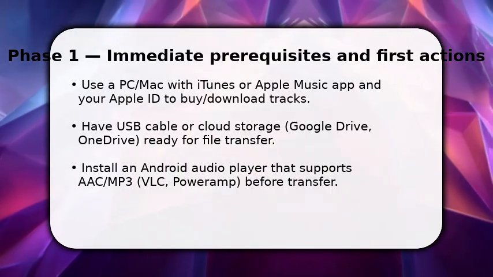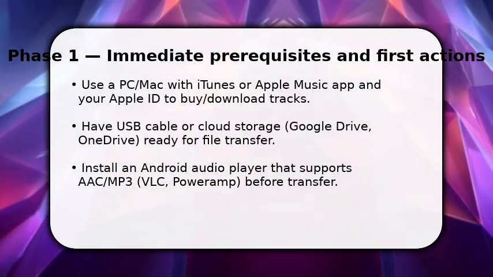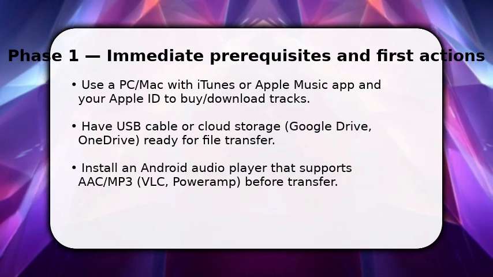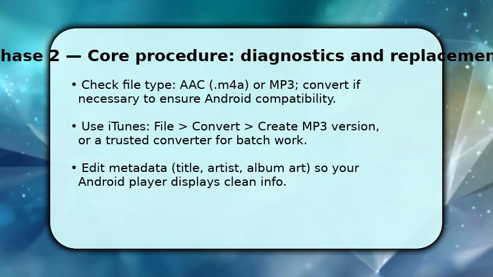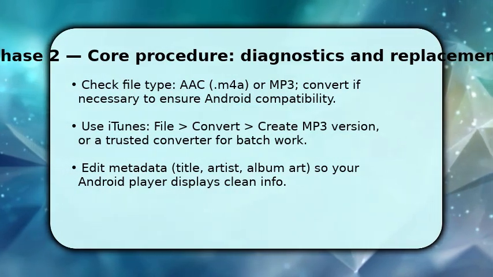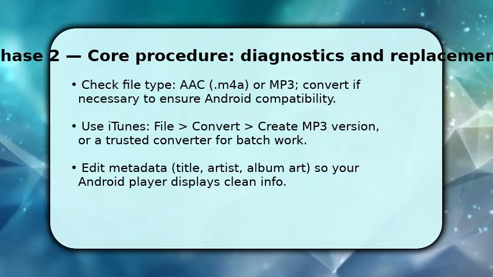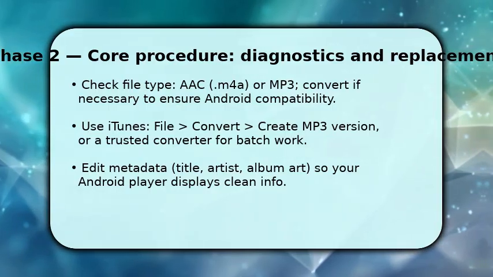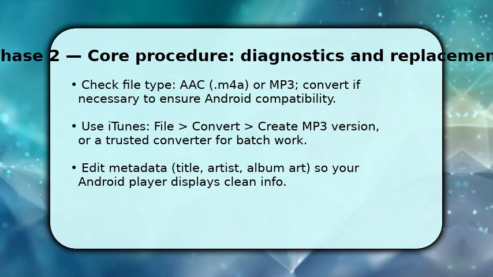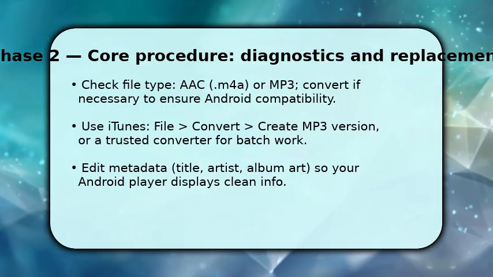Begin by locating the downloaded track files in your iTunes/music folder. Now convert and tidy the files so playback is smooth. If tracks are AAC, M4A Android supports them, but you may prefer MP3. Use iTunes' Create MP3 version or a reliable converter for batches.